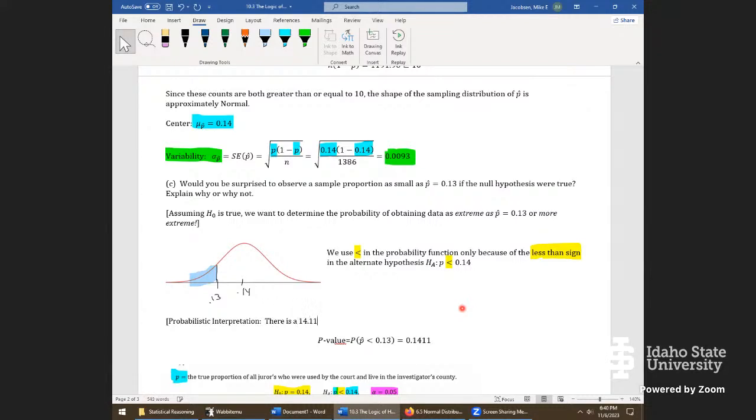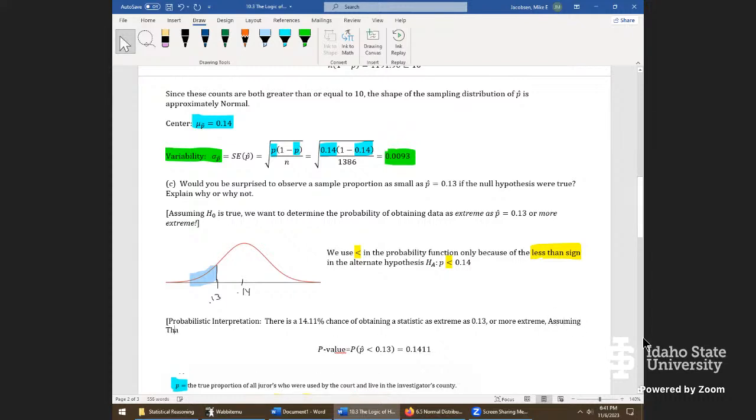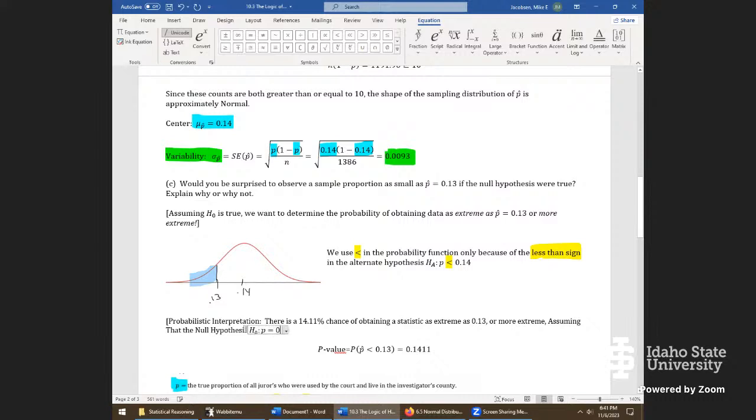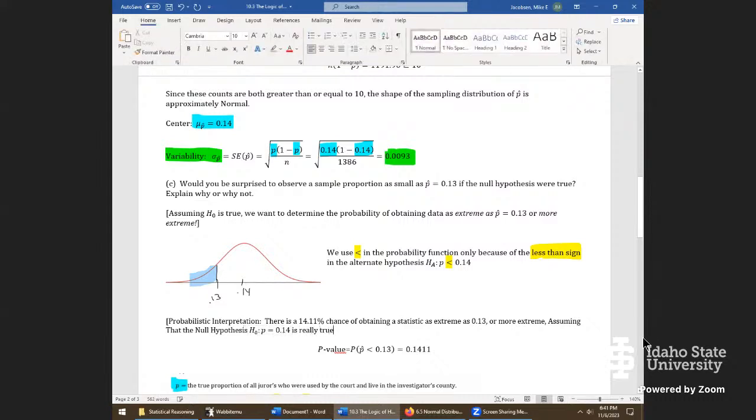There is a 14.11% chance of obtaining a statistic as extreme as 0.13 or more extreme. We know more extreme in our data, matching the alternative hypothesis, would just mean smaller, but that's a good generic statement to make because direction depends on the problem. Extreme depends on the problem, essentially. And here's the big statement, assuming that the null hypothesis H naught P equals 0.14 is really true.